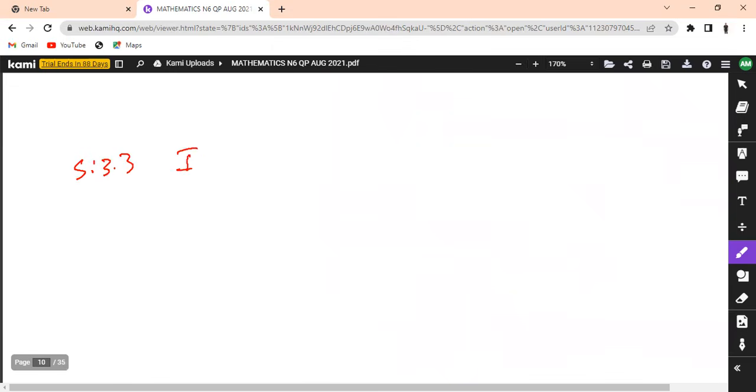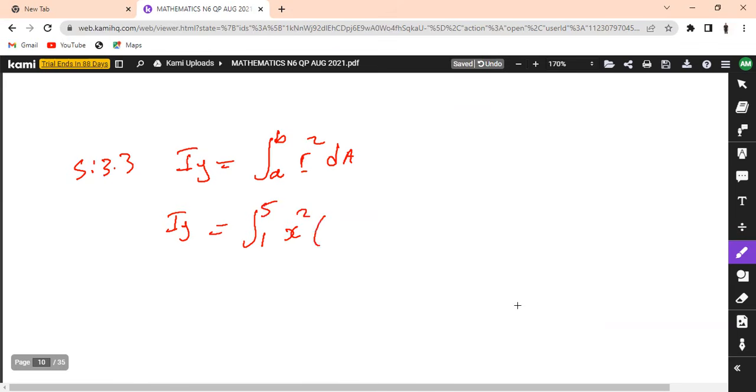We've got Iy, which is equivalent to the integral. This was supposed to be our formula in actual sense, r squared dA, because this is the second moment. So whereby this is simply x squared times area. That is what we simply mean. It's going to be the integral, the limits do not change, still from 1 to 5, of x squared times area.